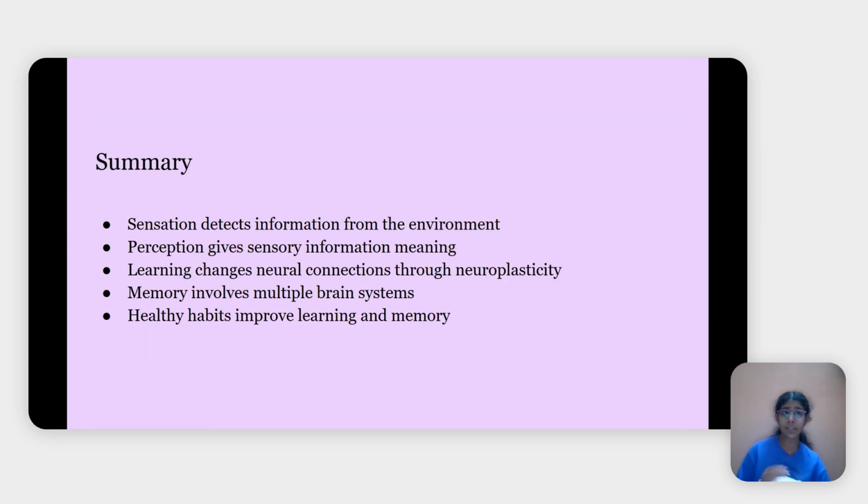So, in summary, this module covers a few different things. We understand that sensation detects information from the environment. Perception gives sensory information meaning. Learning changes neural connections through neuroplasticity. Memory involves multiple brain systems. And healthy habits improve learning and memory alike.